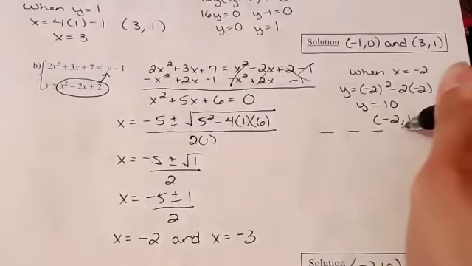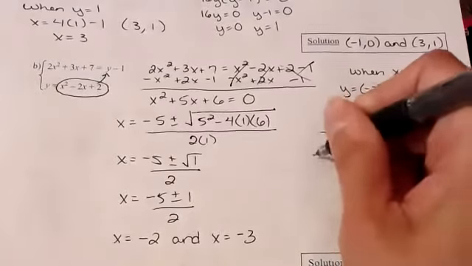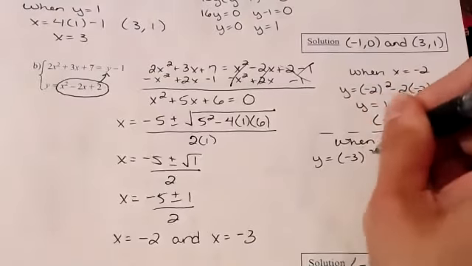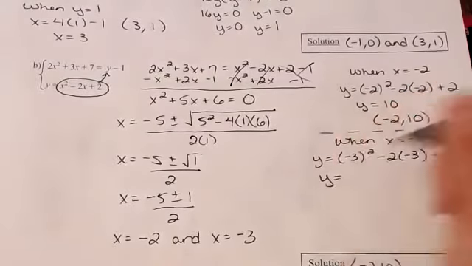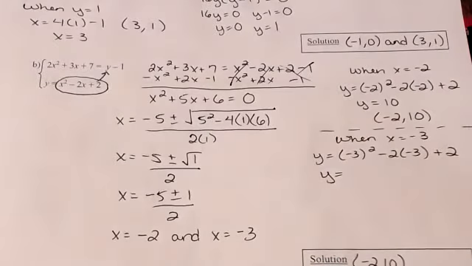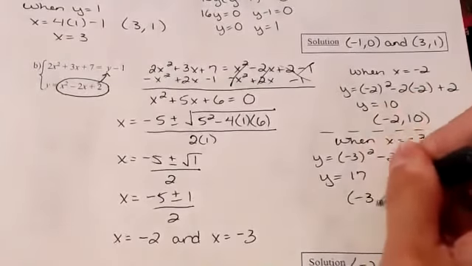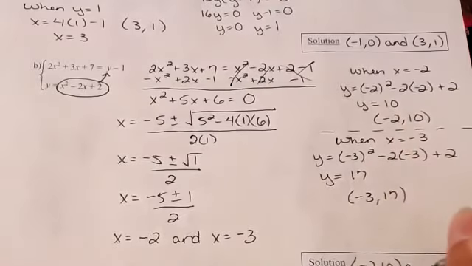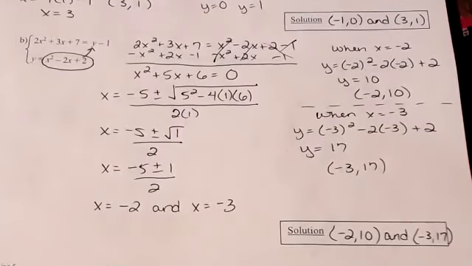We're then going to plug in when x is equal to negative 3. So we have y is equal to negative 3 squared minus 2 times negative 3 plus 2. Let's go ahead and do the math here. So we have negative 3 squared, which is 9. Negative 2 and negative 3 make a positive 6. And then, of course, plus 2. And that's going to give me 17. So when x is negative 3, y is 17. And we have just found the second point of intersection. Let's scoot this up, and there you have it.